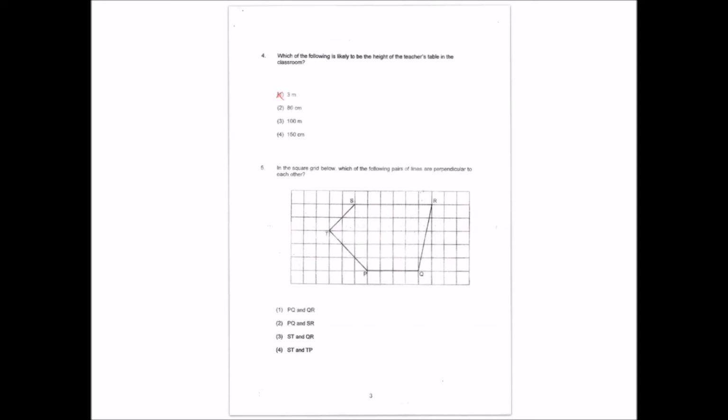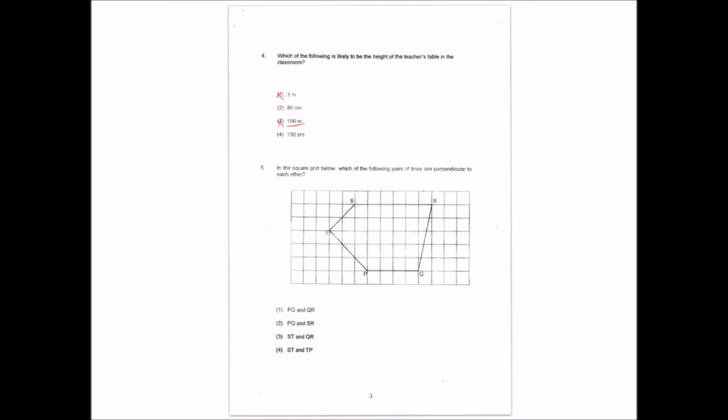Option 2, 80 cm. 80 cm seems reasonable to be at the waist height. Let's move on to option 3 to see whether these answers are feasible. Option 3 is 100 meter, and 100 meter is actually the length of a football pitch. And this definitely cannot be the height of a teacher's table. And therefore option 3 is out.